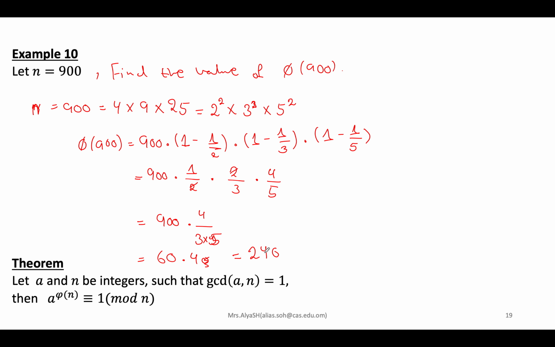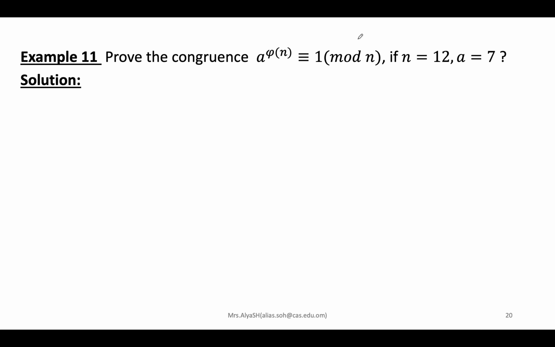One more theorem. Let a and n be integers such that GCD(a, n) equals 1, then a to the power phi of n is congruent to 1 mod n. And here we need to prove the congruence if we have n equal 12 and a equal 7. So first we need to find the GCD between 12 and 7. The greatest common divisor between 12 and 7 is 1. Then we can apply the theorem.